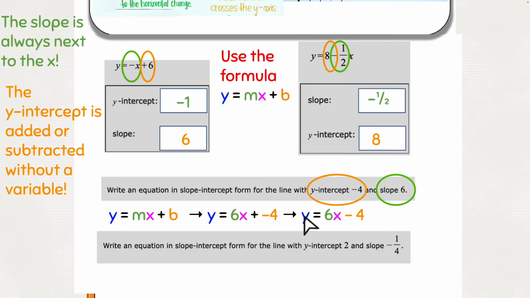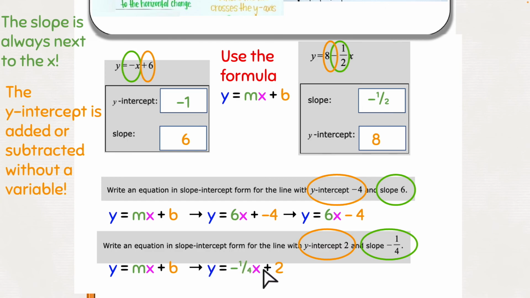All right, so now we're going to write one more. Write an equation in slope-intercept form for the line with y-intercept 2 and slope of -1/4. So same thing, we're going to use that same equation. We're going to identify, here's our slope, here's our y-intercept. I'm just going to plug them in. So for slope, I'm going to have -1/4, and for y-intercept, I'm going to have 2. So here we go. And again, x and y stay x and y.